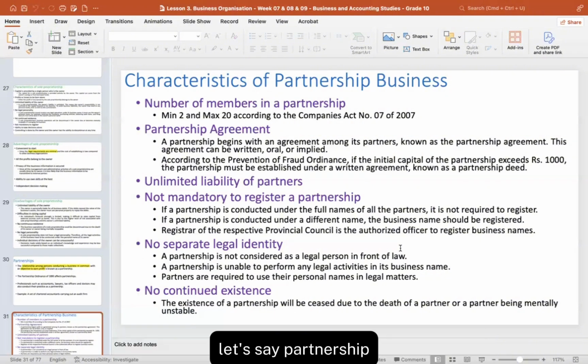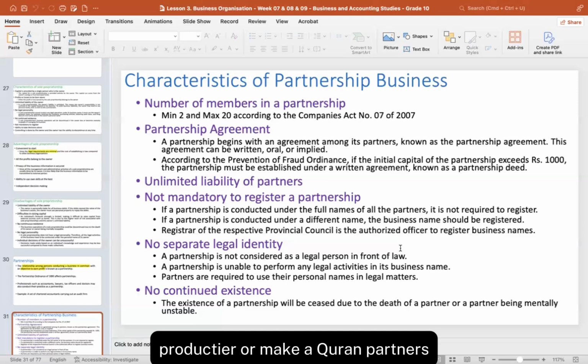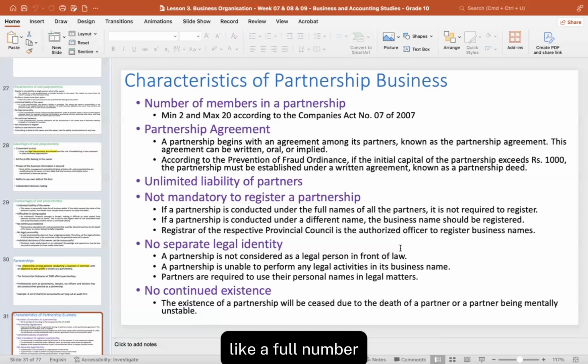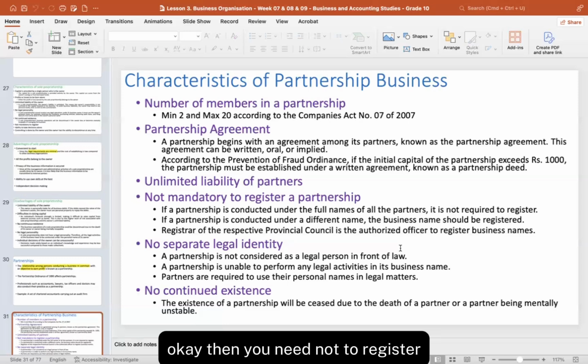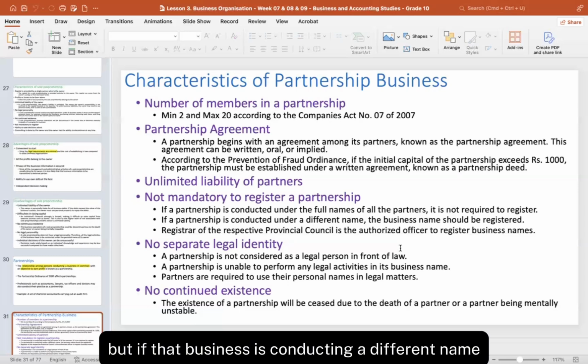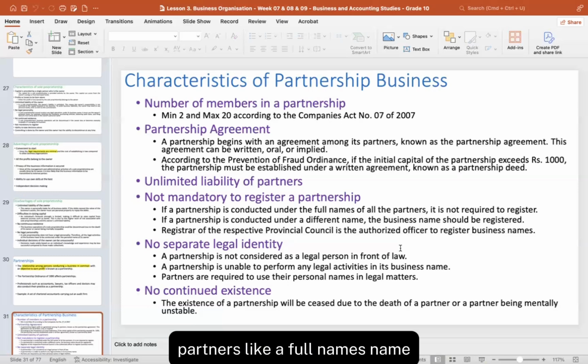Okay. Now let's say there is a partnership. This is done under the partners' full names. Then you need not register it. But if that business is conducting in a different name, not the partners' full names, but you are using different names, then you must register it.